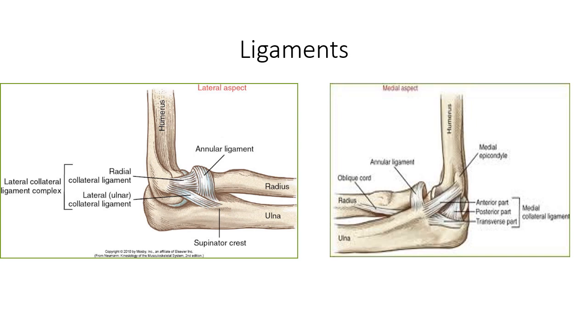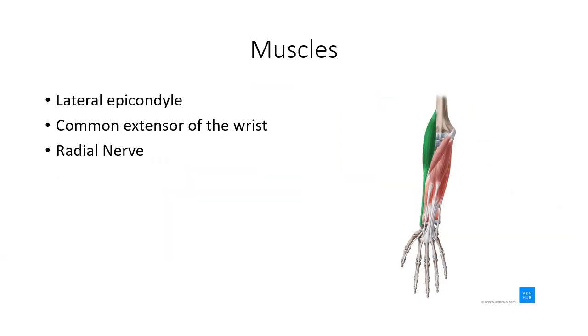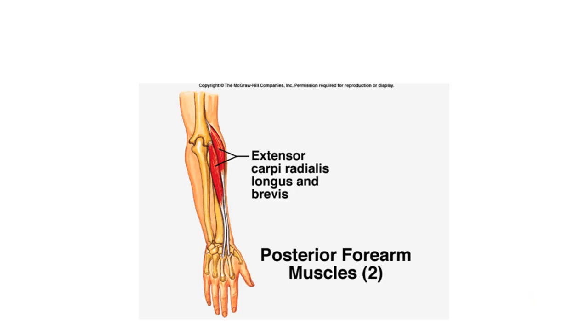On the medial aspect, there is the medial collateral ligament, which is composed of an anterior part, posterior part, and transverse part. Muscles around the elbow joint: from the lateral epicondyle, there is the origin of the common extensor muscles of the wrist, which are supplied by the radial nerve. There are three muscles, brachioradialis, extensor carpi radialis longus and brevis, which insert into the base of the second and third metacarpal bones.